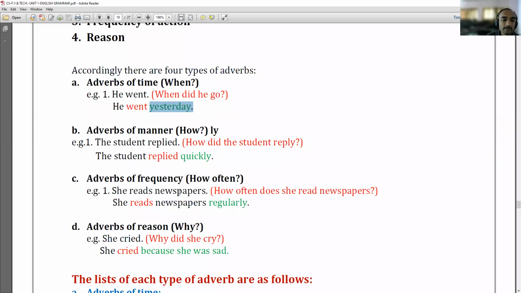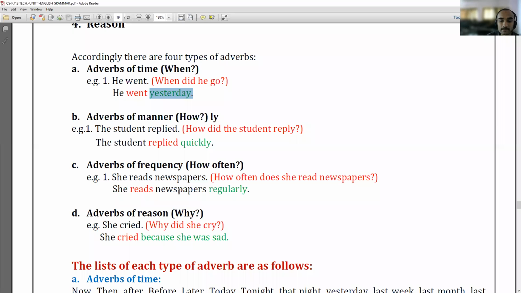Then third type is adverbs of frequency. So for knowing the adverb of frequency in the sentence, we have to ask question beginning with how often. How often न जेव्हा आपण वाक्याला प्रश्न विचारतो तेव्हा त्या वाक्यात जे आन्सर येतं त्या प्रश्नासाठी त्या आन्सरलाच आपण म्हणतो ऍडवर्ब ऑफ फ्रिक्वेन्सी. Okay. So in the first example there is no adverb of frequency.